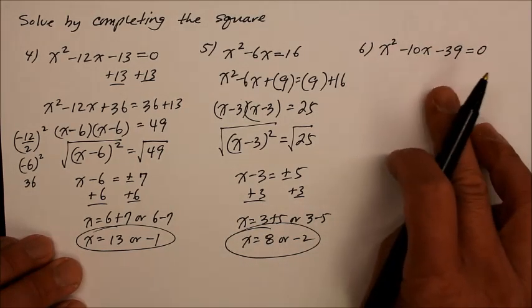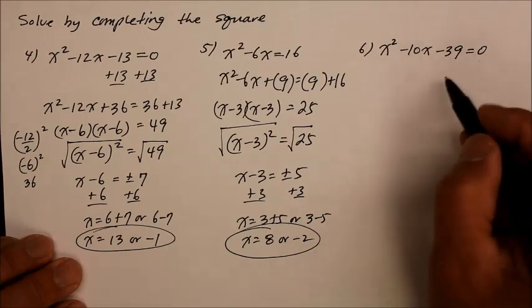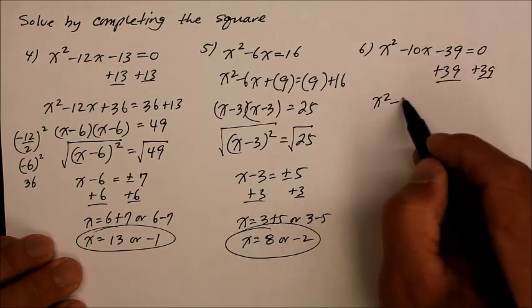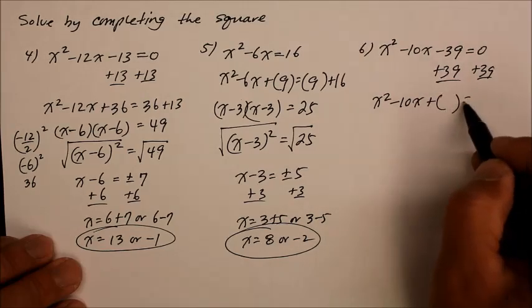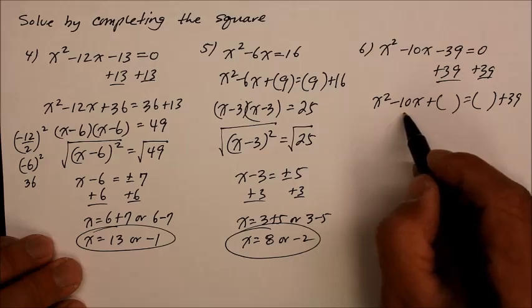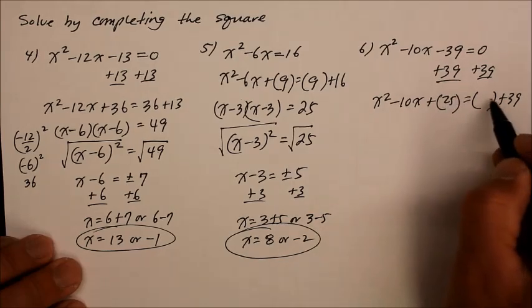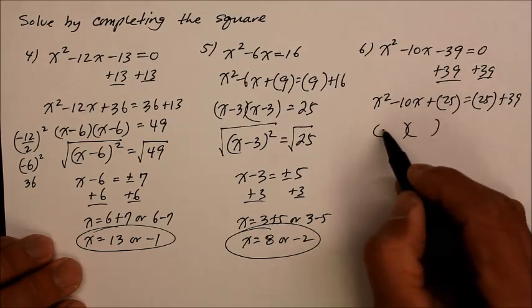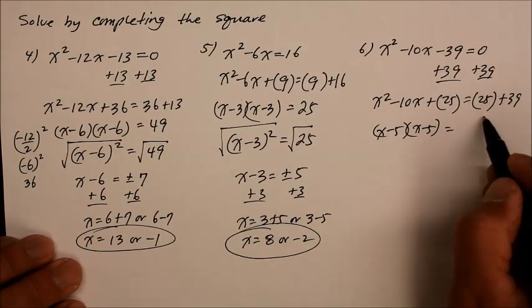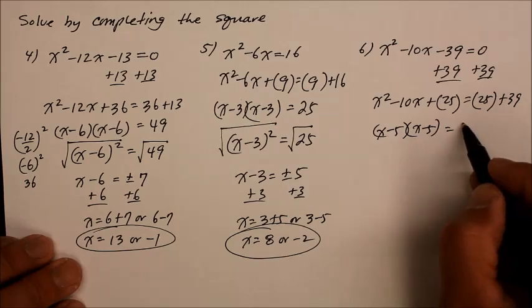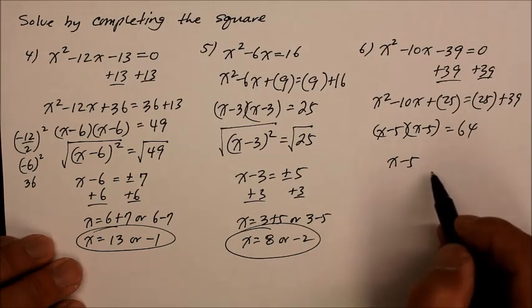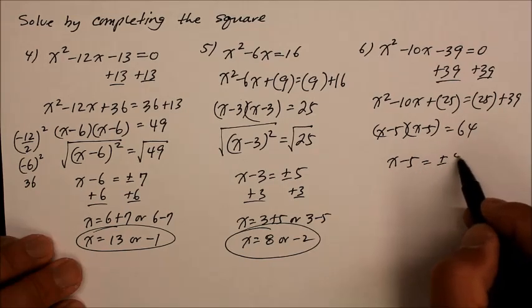And finally this one, plus 39, yeah. So x squared minus 10x plus, leave it blank, plus 39. Half of the 10 is 5, 5 squared is 25. So if I factor, it'll be x minus 5 squared equals, that's going to become 64. So x minus 5 is equal to plus or minus 8.